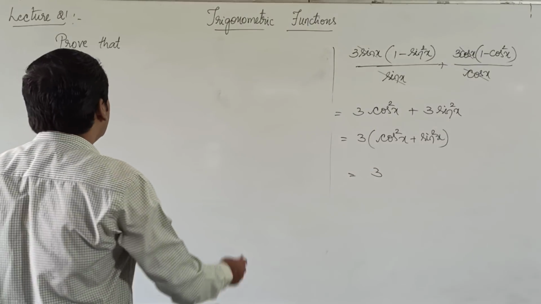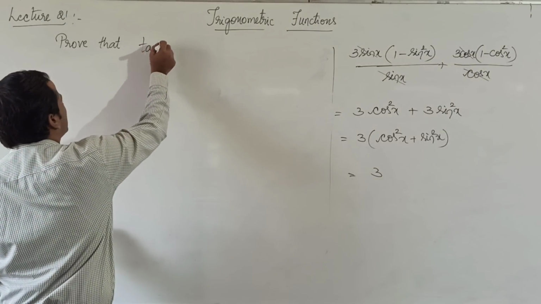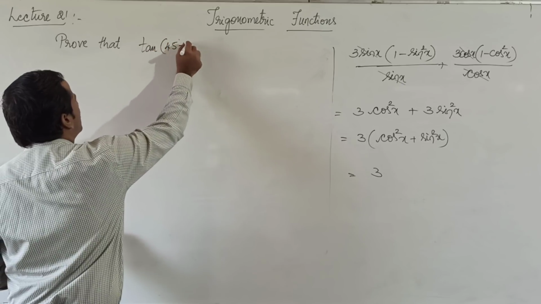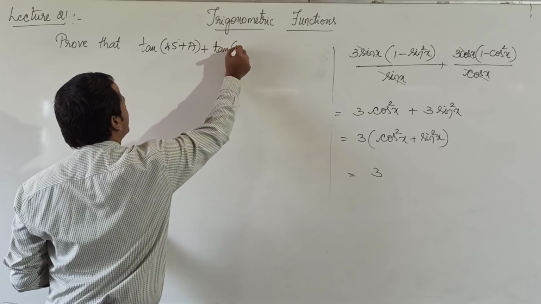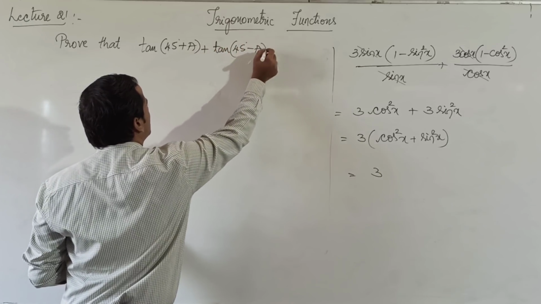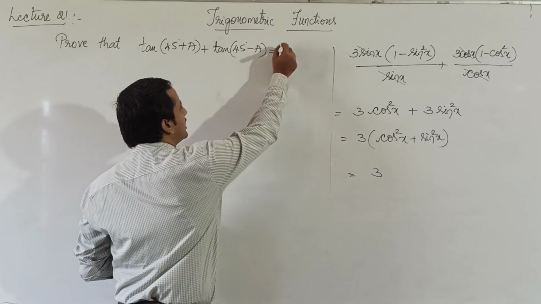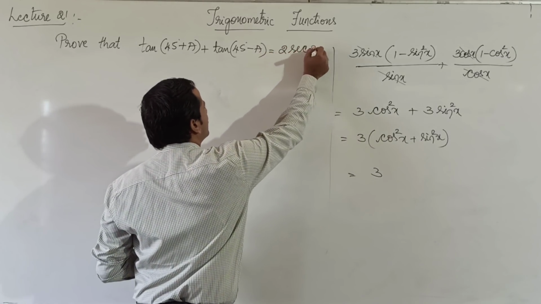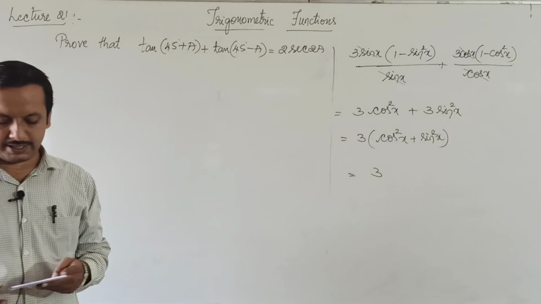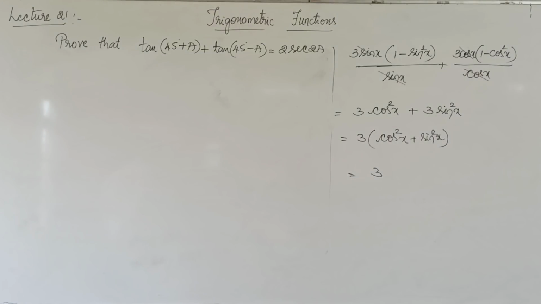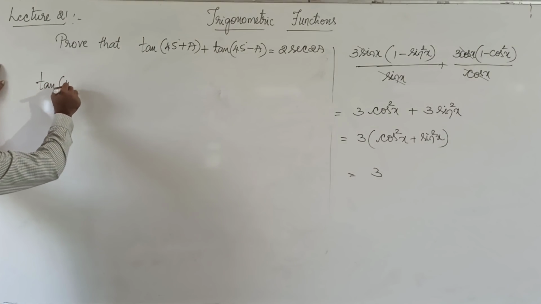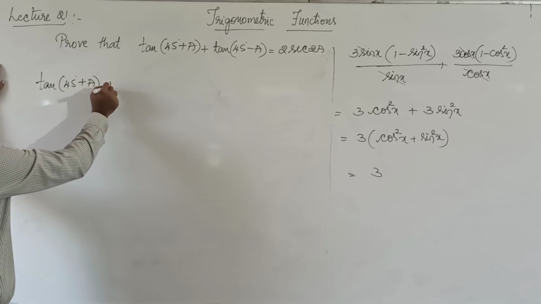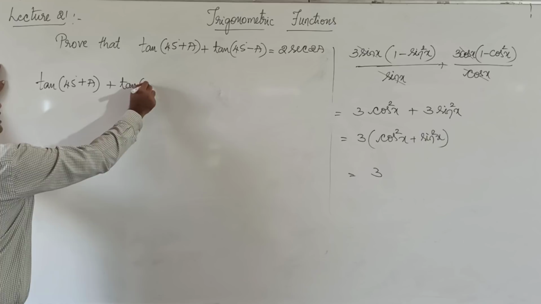Next question. Prove that tan(45° + A) + tan(45° - A) is equal to 2 sec 2A. Okay, so tan(45° + A) plus tan(45° - A).